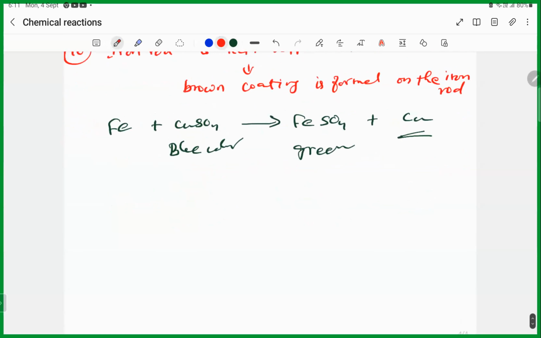Eleventh problem. Identify each of the following reactions and also write the balanced chemical reaction. The reaction mixture becomes warm. What reaction is it? That is the question.